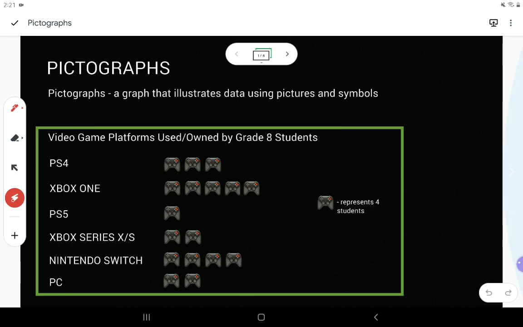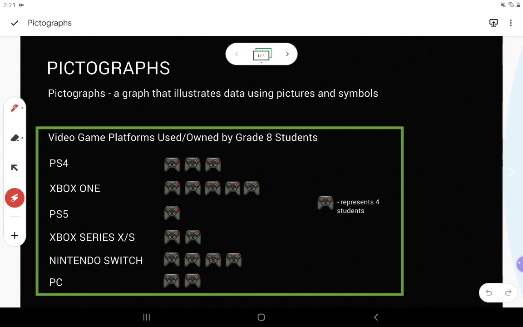So I've got an example here where I'm talking about video game platforms that could be owned or used by grade 8 students. And I've just kind of gone off of previous data from things that I've taught in the past, knowing that most students seem to prefer the Xbox, which does seem to be crazy. I don't know why anyone would do that. Clearly, PlayStation's the way to go.